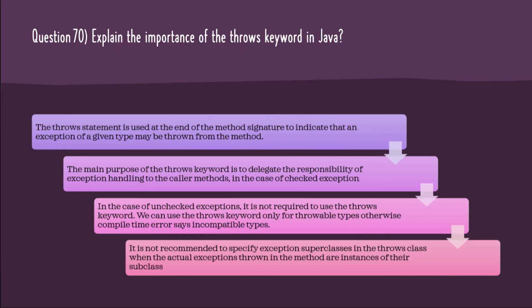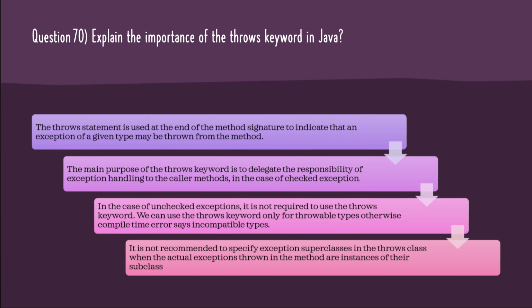Question 70. Explain the importance of the throws keyword in Java. The throws keyword is used at the end of the method signature to indicate that an exception of a given type may be thrown from the method. The main purpose of the throws keyword is to delegate the responsibility of exception handling to the caller methods, in the case of checked exceptions. In the case of unchecked exceptions, it is not required to use the throws keyword.